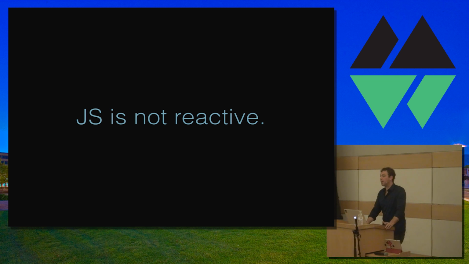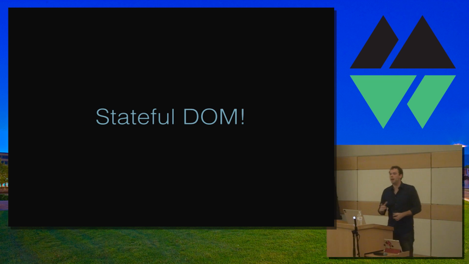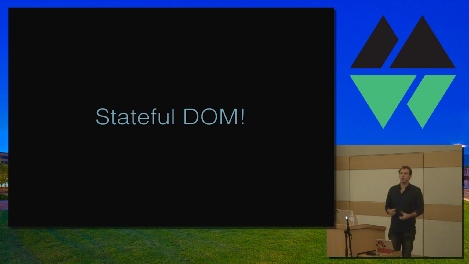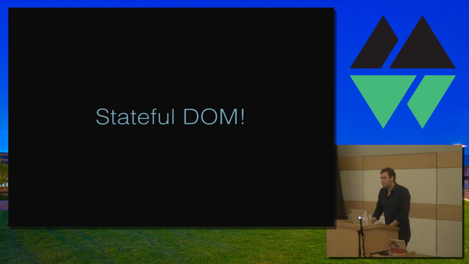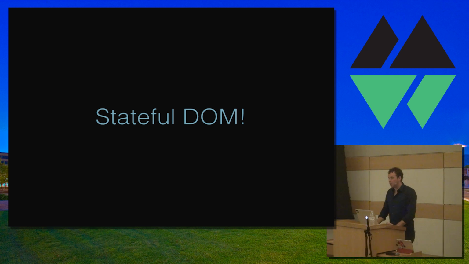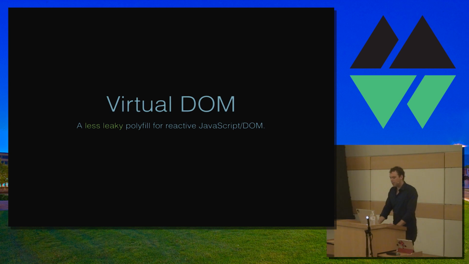That's the first problem. The second problem is that the DOM is stateful. If anybody's done game programming before, you can think of the DOM as a retained mode rendering engine. So we do actually need to build some layer of abstraction on top of this, but we'd like to build one that gets as close to that example as we can. So we built a virtual DOM, which I think is a less leaky polyfill for reactive JavaScript than the DOM.